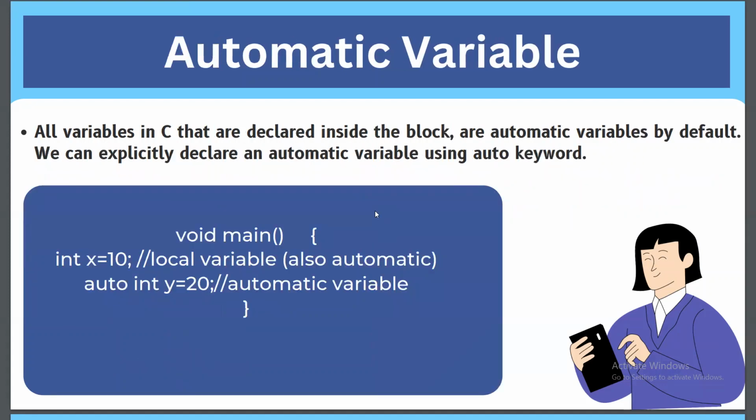So the third is the automatic variable. All variables in C that are declared inside the block are automatic variables by default. We can explicitly declare an automatic variable using the auto keyword. In void main, int x is a local variable, and it is also an automatic variable. It is an automatic variable by default, or if you want to declare it completely, we can use the auto keyword to declare an automatic variable. There is no major difference between automatic and local variables.